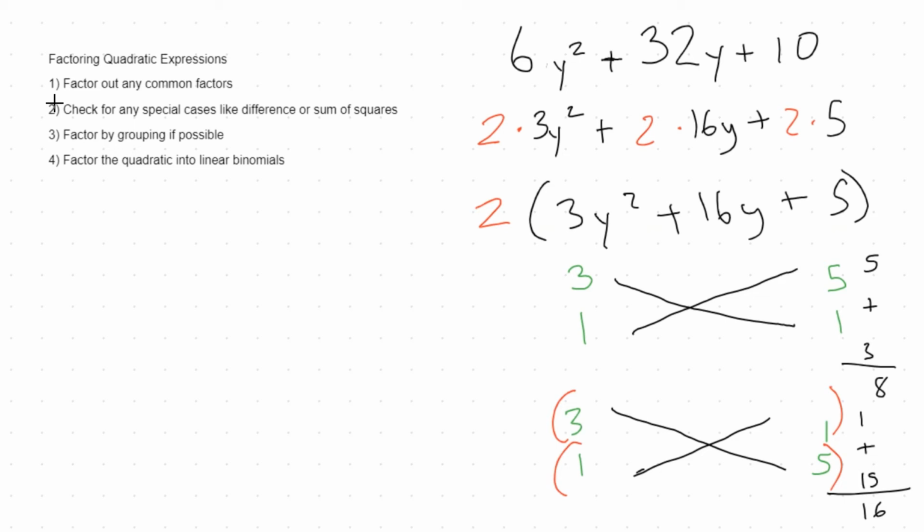And I put my variable in. This is a y. So what multiplies out to be y squared? Well, that would be a y times another y. So each of those binomials is going to get its own y.